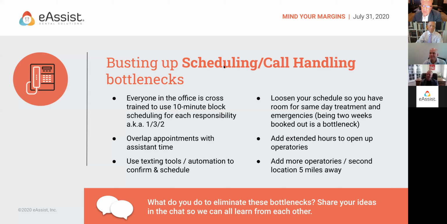What we did is we were so booked out, 2 weeks, 3 weeks, a month, and we were already at extended hours from 7 a.m. to 7 p.m. And the way we got people to do those extra hours is we just paid an extra $2 an hour for the staff members to be on those hours.